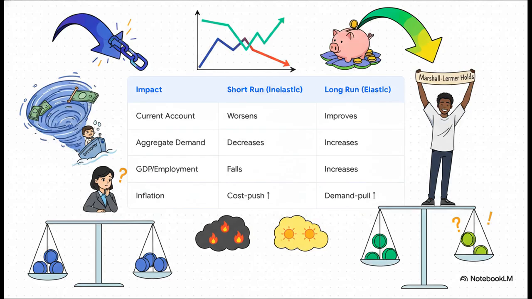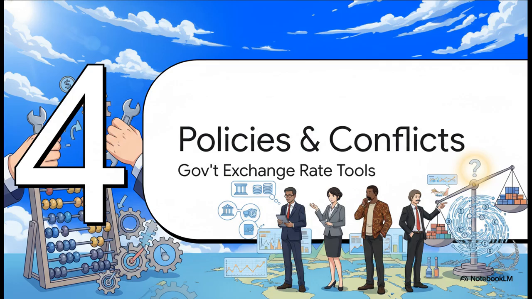Exactly. So you see, in the short run, depreciation can actually be pretty painful. The trade balance gets worse, and it can even pull down GDP and employment. But if that Marshall-Lerner condition holds true, the long-run picture is way better. It's a classic case of short-term pain for long-term gain, which, as you can imagine, is a real headache for policymakers. And that leads us to the next big question.